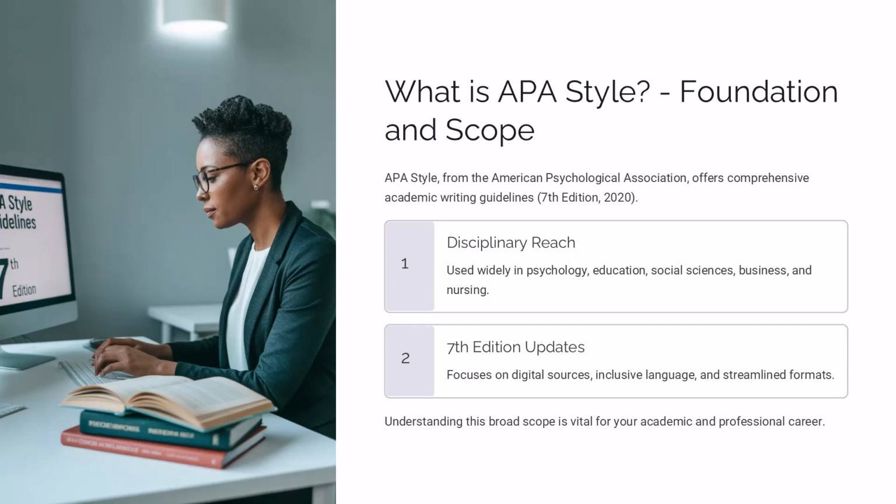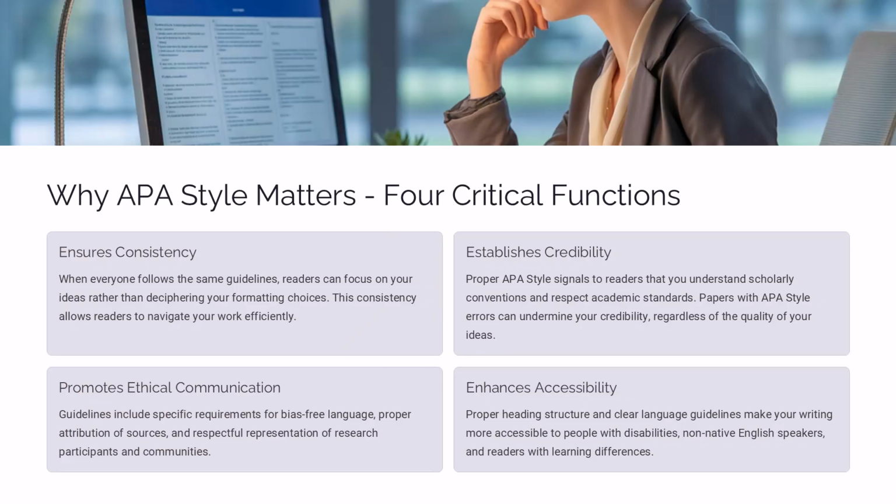Understanding this broad scope is important because it means the skills you develop in this lecture series will serve you throughout your academic career and into your professional life. Whether you're writing a course paper, submitting research for publication, or preparing professional reports, APA-style competency will enhance your credibility and effectiveness as a communicator. Why APA style matters.